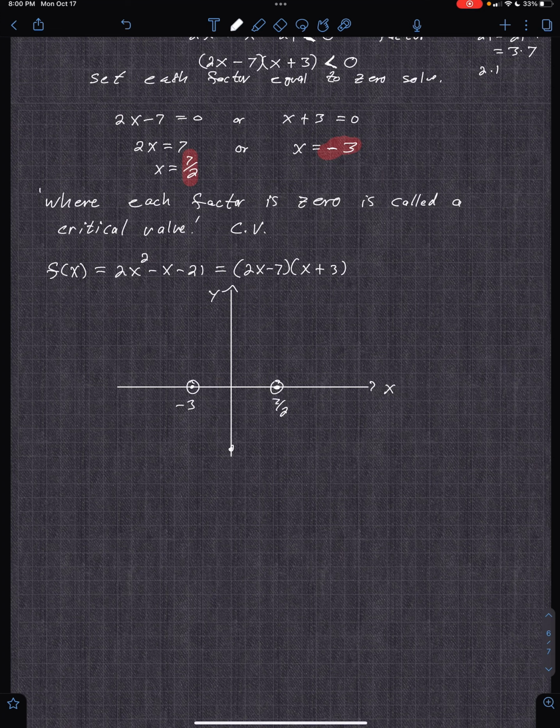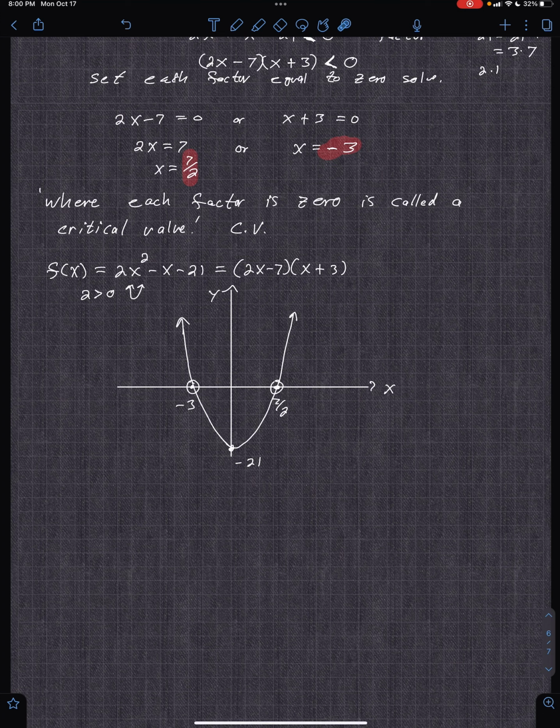So how does the graph open? Since 2 is greater than 0, it opens up. And the intercept is way down at negative 21. So we know the graph looks approximately like this if we were to graph it in 2 dimensions.